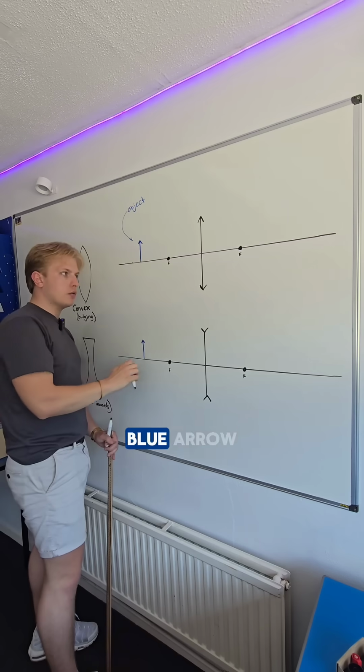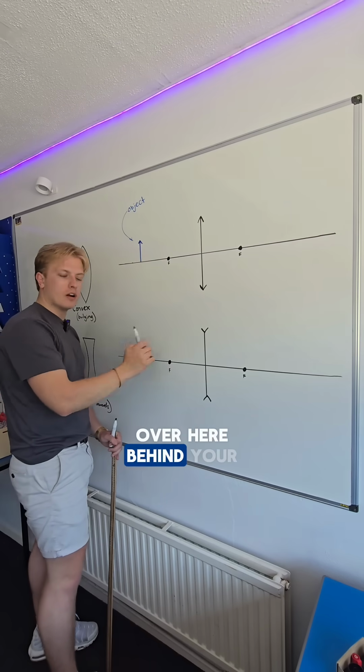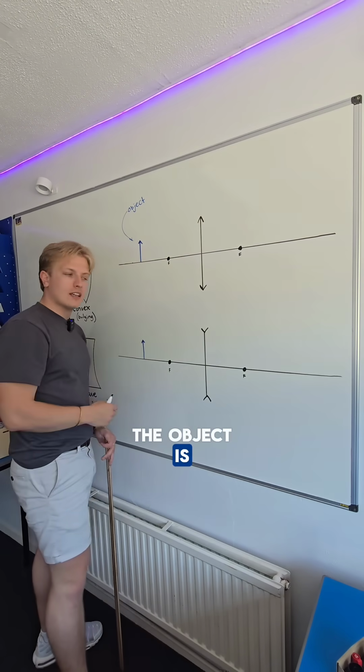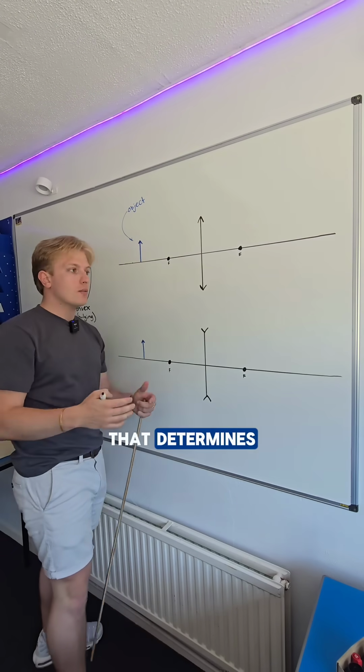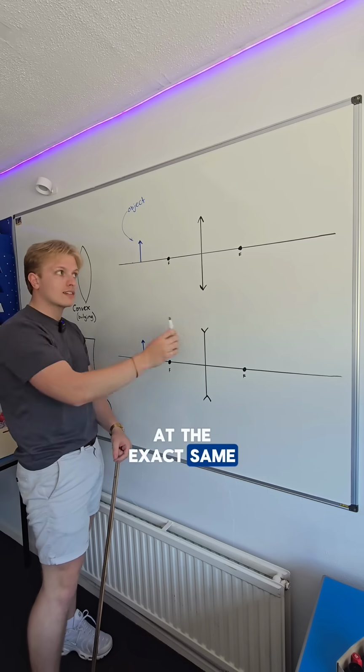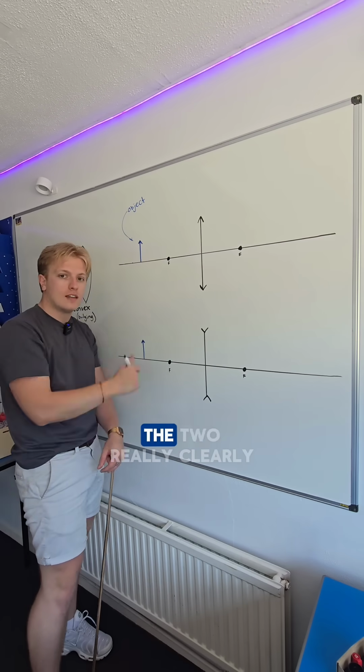You'll then have this blue arrow. It will be somewhere over here behind your lens. That represents your object. Now, depending on where the object is in relation to the focal length, that determines the kind of image we're going to produce. But for this example, I'm going to keep these objects at the exact same distance from our lenses so you can compare the two really clearly.